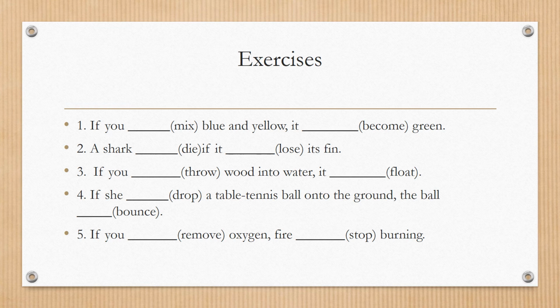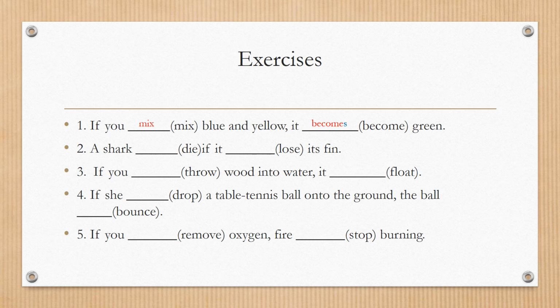So for the if clause, we use present tense. For the main clause, we also use present tense. Remember, the verb has to agree with the subject. So here the subject is it. It is third person singular. So for the verb, we have to add s to it.